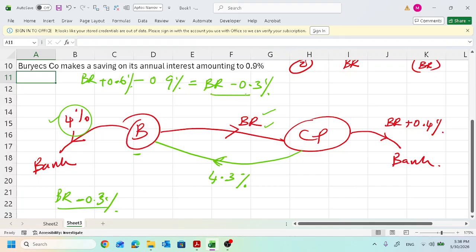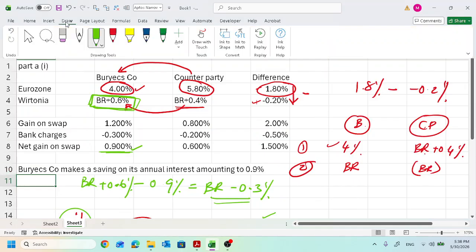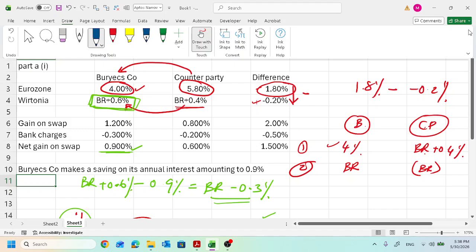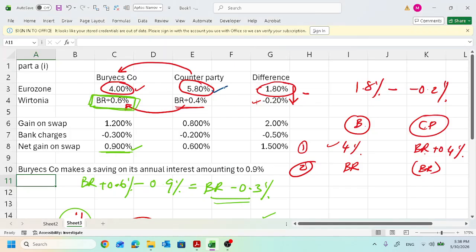I said this must be the net borrowing rate. Double check with counterparty. Now look at counterparty, how much is the borrowing rate they have. This BR cancelled. 0.4 is going out. 4.3 is going out. So they are going to get 4.7%. Effectively what they are paying is 4.7. Let's go back to the original working. If counterparty borrowed at fixed rate, because they have to make a borrowing in the Eurozone, they would have borrowed at 5.8%.